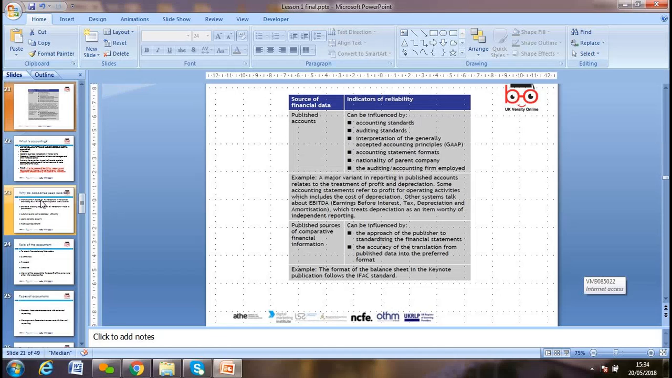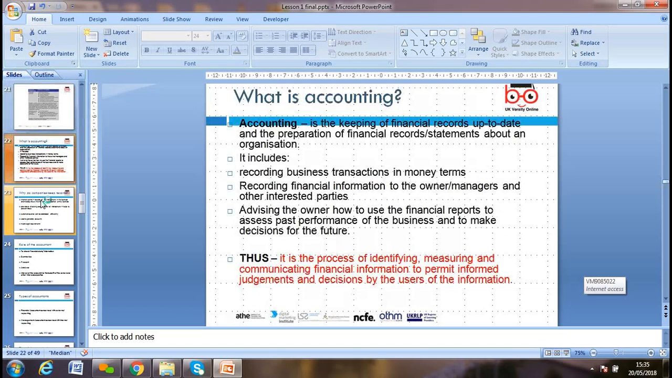Okay, published accounts also provide financial data, and can be influenced by the accounting standard, auditing standard, interpretation, generally accepted accounting principles, the accounting standard in the state, accounting statement format, nationality of the parent company, and auditing. These all provide the information. Published sources of comparative information, approach of the publisher, standardized financial statements, accuracy. So these are all the sources of financial data.